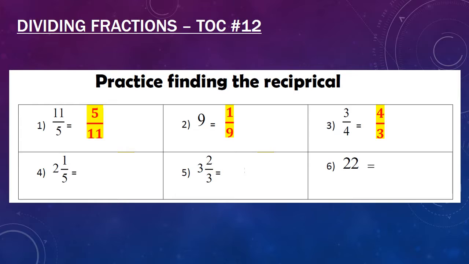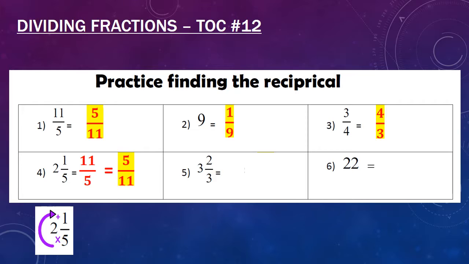For number 4, we have to first convert it to an improper fraction. 5 times 2 is 10, plus 1 is 11 over 5. And then now I can find the reciprocal by flipping it upside down to get 5/11. Now, be careful in these mixed numbers that you don't find the improper fraction and stop, because it's an easy thing to do with these multiple step problems.